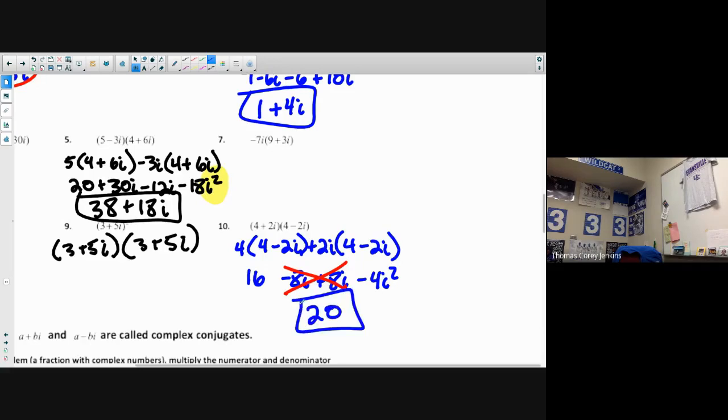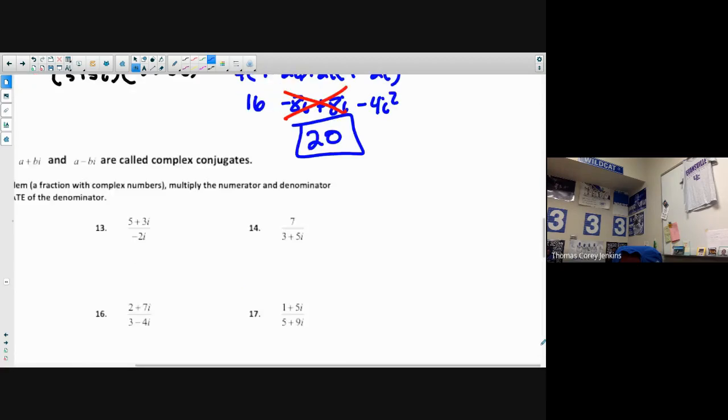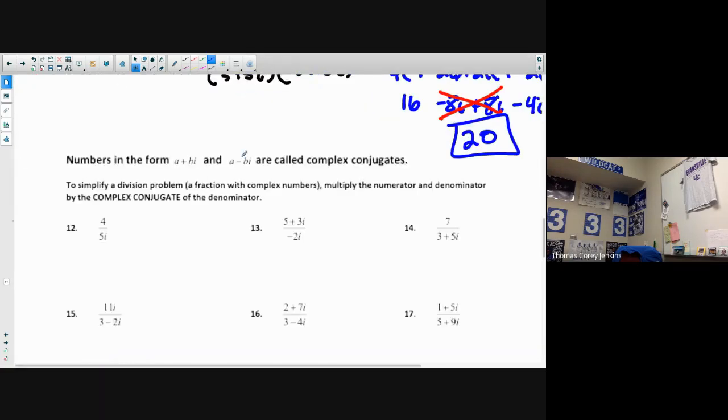So this is a big deal right here, right? So this is what we do to basically take a complex number to a real number. All right, is if we multiply an a plus b times an a minus b or vice versa. Okay, and you know it's important when they have a special name for it, right? So numbers in the form a plus bi and a minus bi are called complex conjugates.